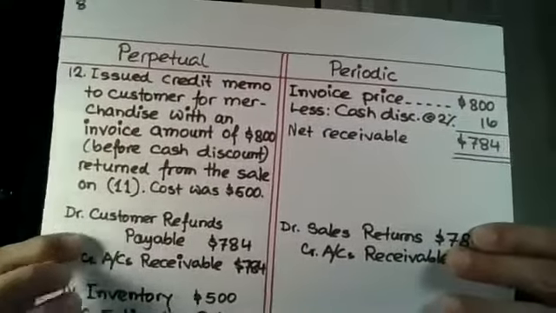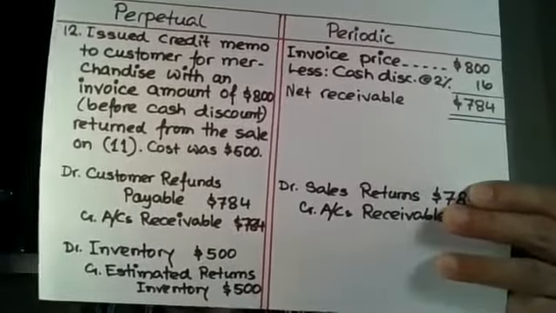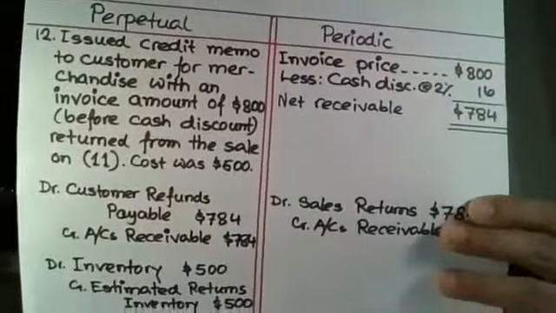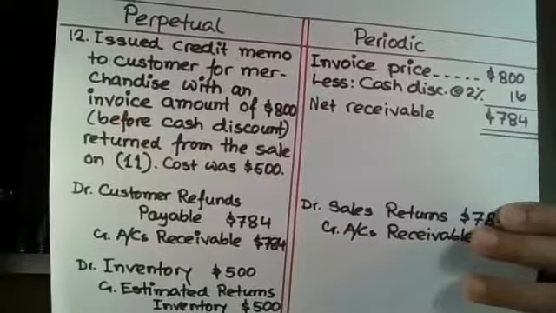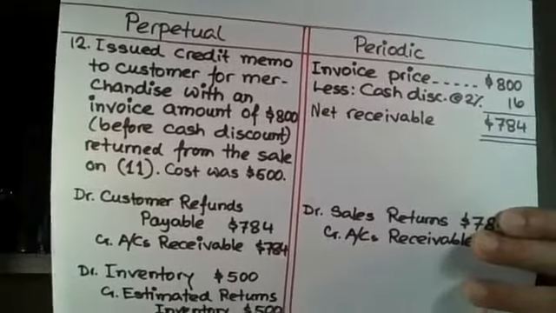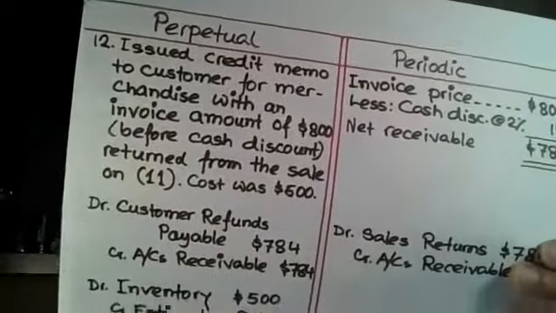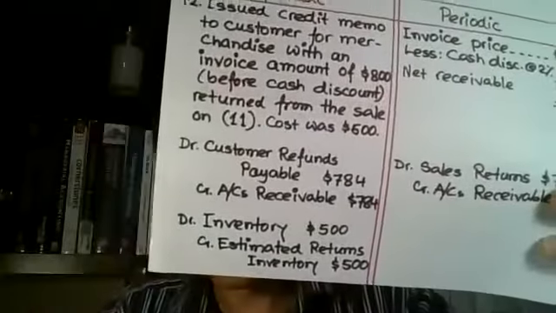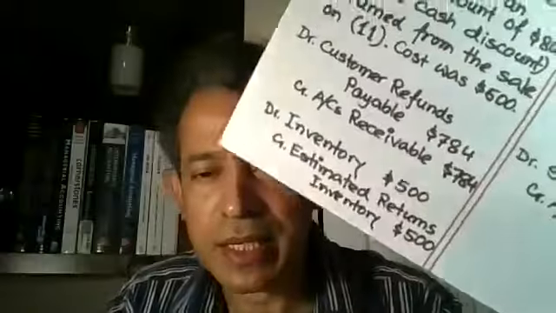So debit, again, customer refunds payable. See, the amount is not $800 anymore. Why not? It's $800, but you have to take the 2% off. 2% of 800 is $16, so take the $16 off and you're left with $784. So debit customer refunds payable again, $784. Credit accounts receivable. We're not going to give cash back, so no cash credit. Our accounts receivable is going down. Then debit inventory for the cost, $500, and credit estimated returns inventory.